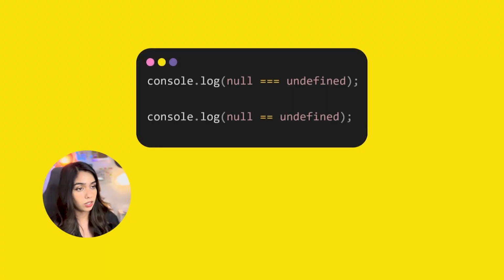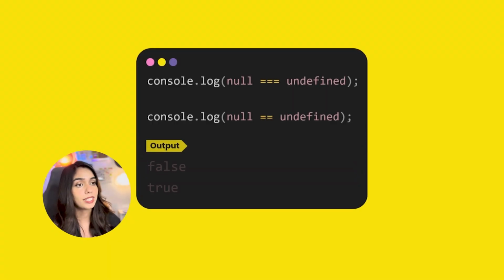Null and undefined are not strictly equal, it will print false, whereas null is loosely equal to undefined because both of them are falsy.